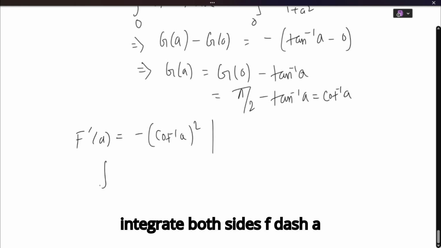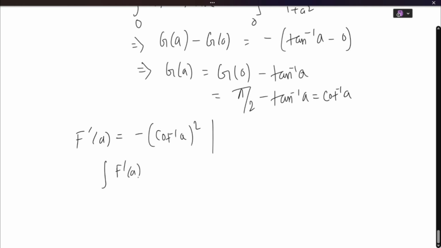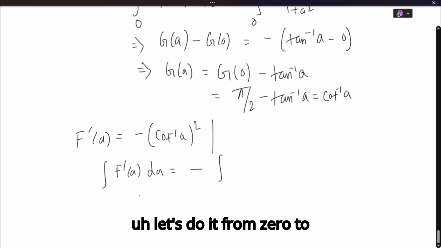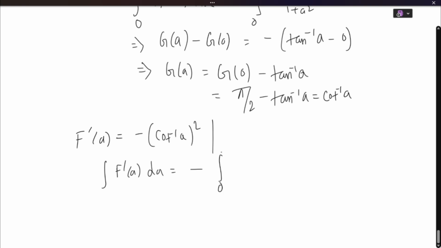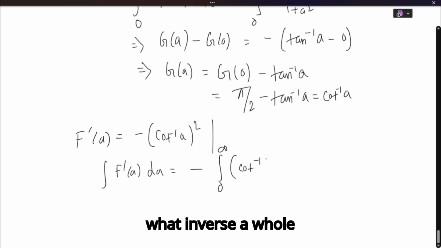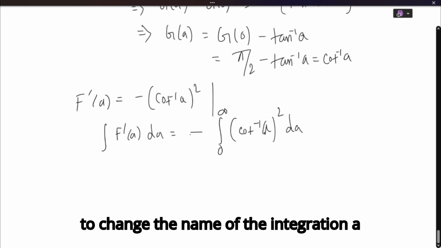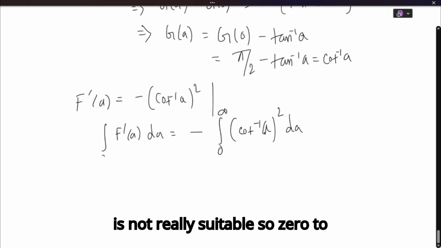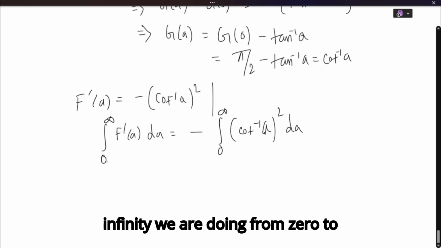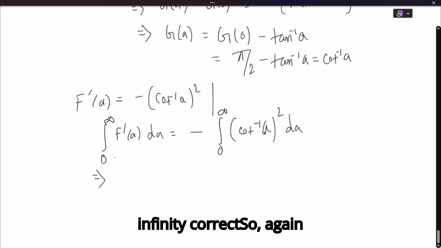integrate both sides, f dash a dA, and let's do it from 0 to infinity, of minus cot inverse a whole square dA. In a minute, we are going to change the name of the integration variable. A is not really suitable here. So, okay, 0 to infinity. We are doing from 0 to infinity, correct?